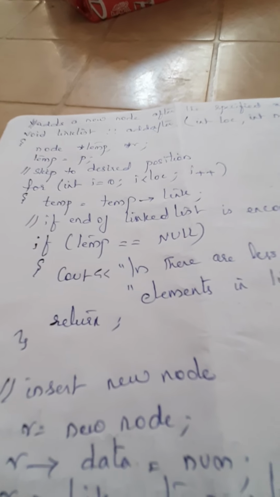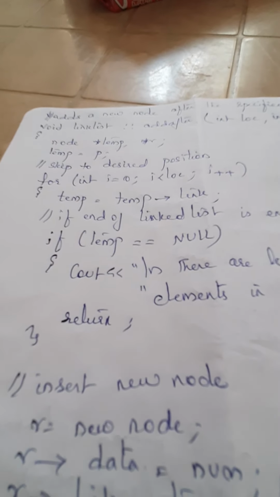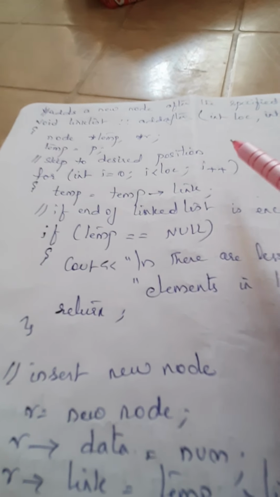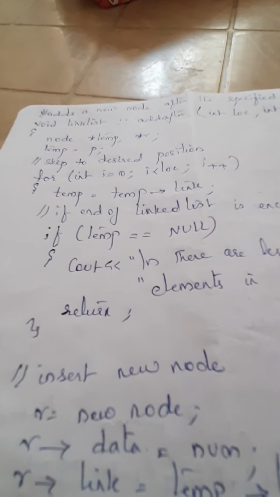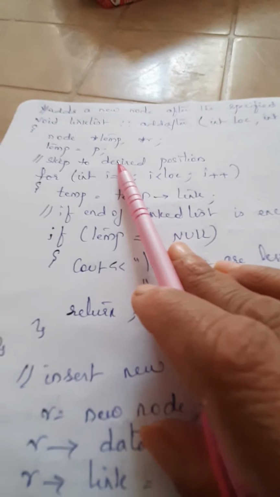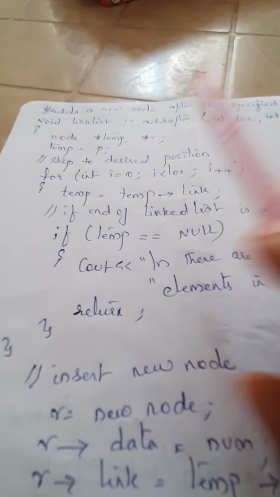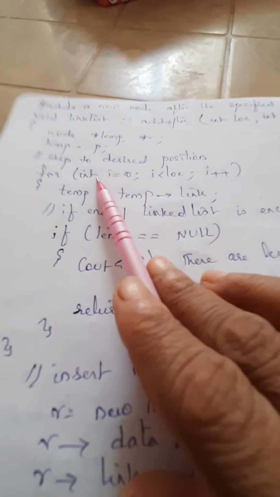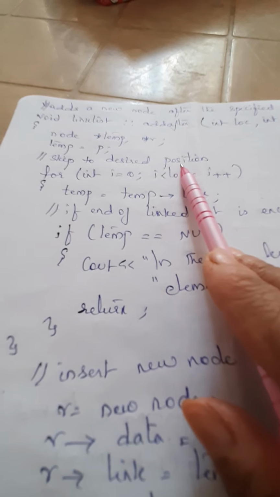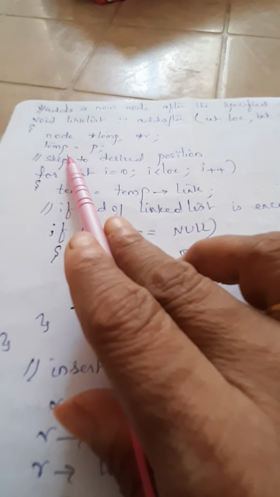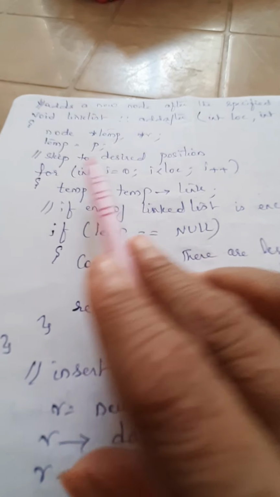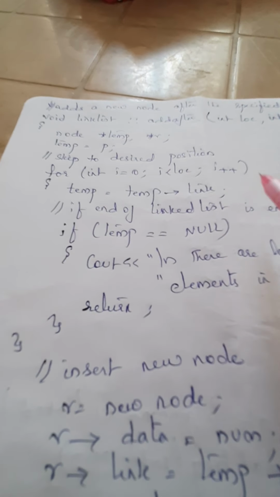Now again, here we are creating a new node because we have to add after a particular position. First, temp is equal to P, which means you have to move to the desired location. Once the P value is initialized with the temp variable, then you can move or traverse to the desired location.